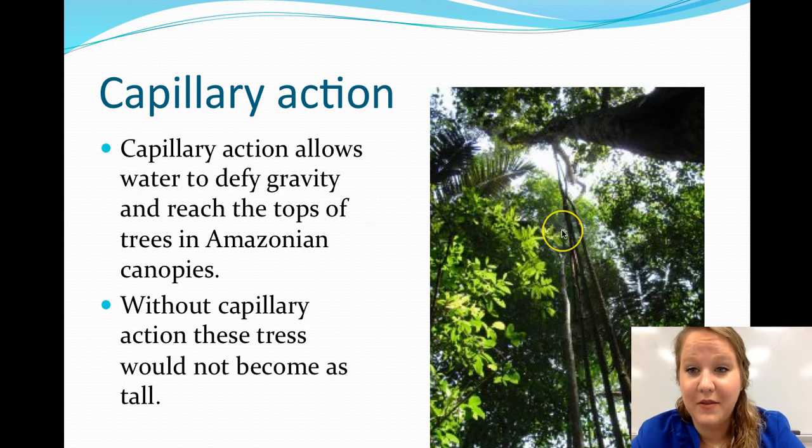This is what allows water to defy gravity and reach the tops of the Amazonian canopies and those trees up there. This is how it gets so high, because it defies gravity, but that's because it's sticking to other things. It's slowly climbing up the network of the xylem and phloem and getting up into the taller areas of the trees. And without this capillary action, trees would not be this tall. A lot of things would just work differently because this is a very unique property of water.